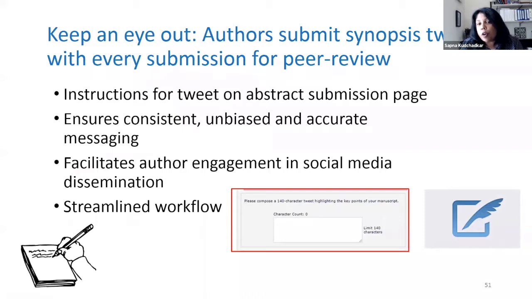Keep an eye out, because more and more journals are asking you to actually provide a tweet with your article. We do that now for PCCM. The reason is because we want to ensure consistent, unbiased, and accurate messaging. You are the authors of your papers. You know your study the best. There's no reason that I, as the social media editor, should be putting together a random tweet summarizing what I think of the article. You should be telling us what you want the take-home to be. So it facilitates author engagement in social media dissemination, and it forces you to take a step back and think about, what is that 140 to 280 character message that I need to get across?